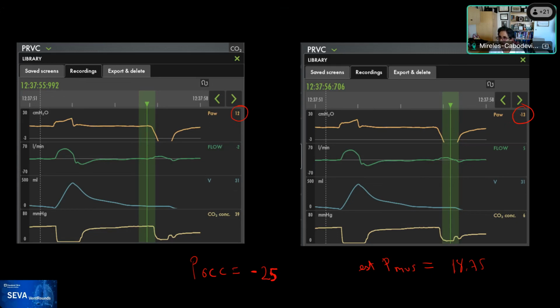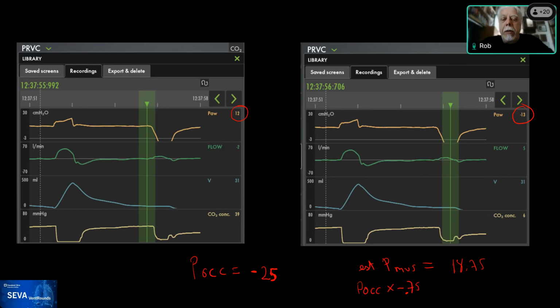Roberto, you want to just guide the discussion here of why the signs are important here? Yes, the signs are important. Well, first of all, just mathematically, POC is the change in the pressure during the occlusion. So to get the change, you take the pressure at time 2 minus the pressure at time 1. Pressure at time 2 is minus 13, and time 1 is minus 12. So minus 13 minus 12 is minus 25.